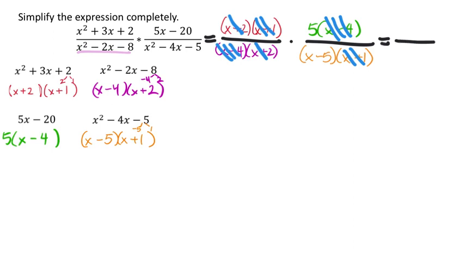Now, as far as I can tell, that's as far as I can simplify this. What am I left with? In the numerator, we have that green 5. And then in the denominator, we have the orange x minus 5. Now I'm putting that in parentheses just so you can see it really just carries over. Some students don't like that because you don't really have to.